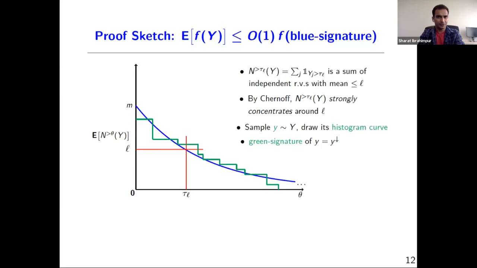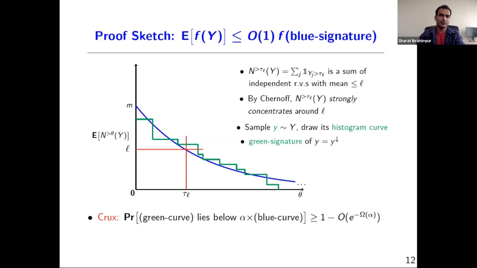Here's what we are going to do. We sample a vector little y from the product distribution of capital Y, and then overlay its histogram curve on the expected histogram curve of capital Y. For deterministic vectors, the signature is simply the sorted vector. We call the signature of little y the green signature because I've shown the histogram in green.